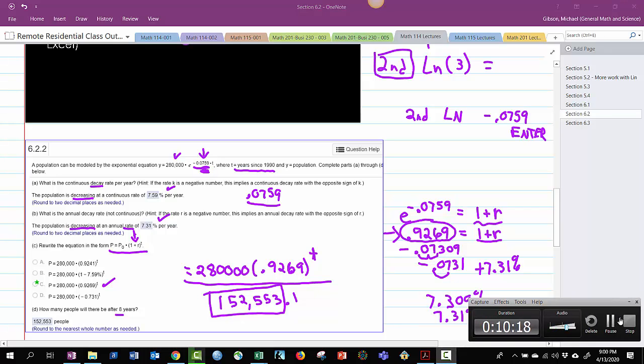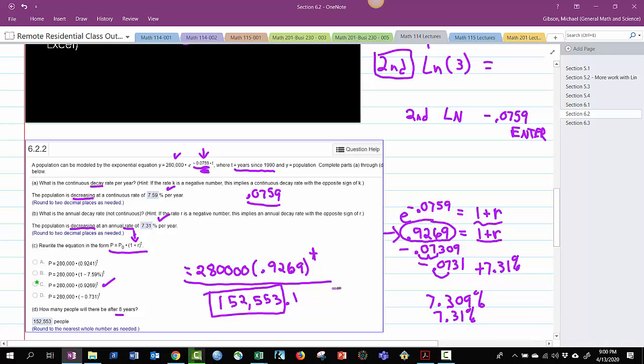All right, so next step, rewrite the equation. So this was our original equation, right? And they want us to rewrite it like this. Okay, so the 280 stays the same. Then instead of the e to a power, see how they got the 1 plus r? Well, over here in what we did, 0.9269 is the 1 plus r. So I put in the 0.9269, just like for the 1 plus r, and a t. All right, so that's it. You look forward over here, there it is.